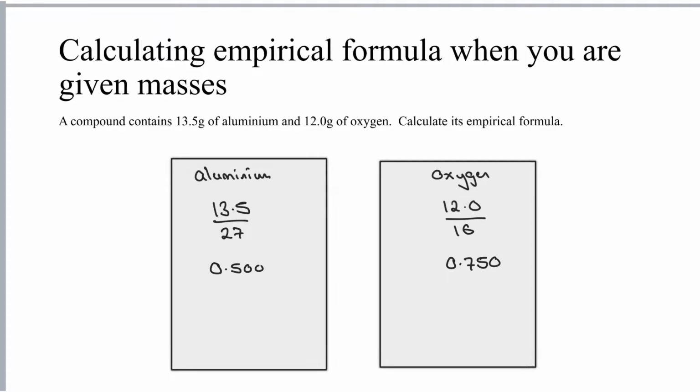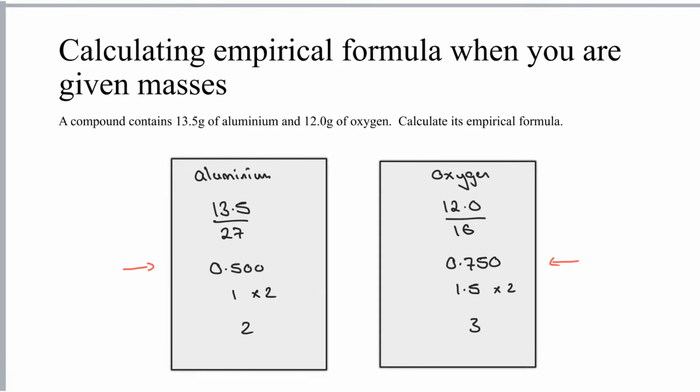Now, one thing I didn't mention earlier: in this stage, it's a really good idea to record your numbers of moles to 3 significant figures. Now we've got a 0.500 to 0.750 ratio, which if we divide through by the smallest, we get a 1 to 1.5 ratio. Now, we can't round that 1.5 up to 2 or down to 1. So what we've got to do is multiply each side by 2 to get rid of the decimal, and we get a 2 to 3 ratio.